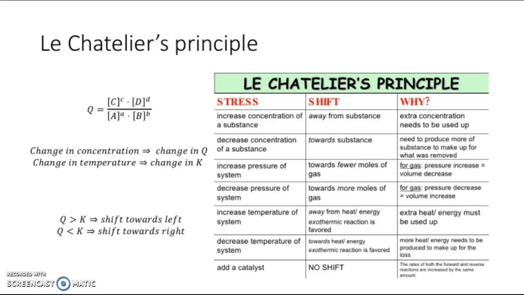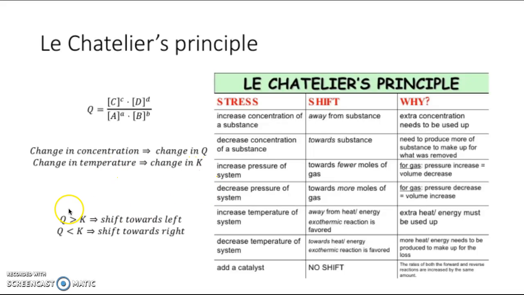When looking at this ratio, we see that Q will always be equal to K, and this is only true when the system is in equilibrium. So if you change the concentration, Q will no longer be equal to K. Then what about K? That is explained by the change in temperature.